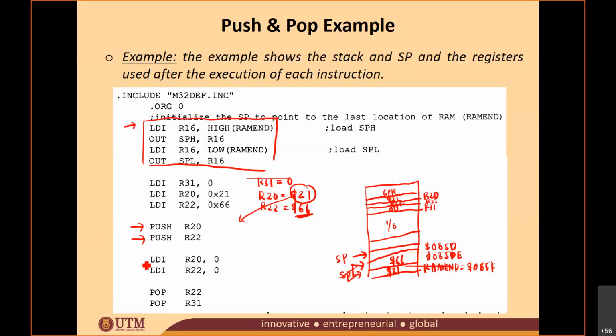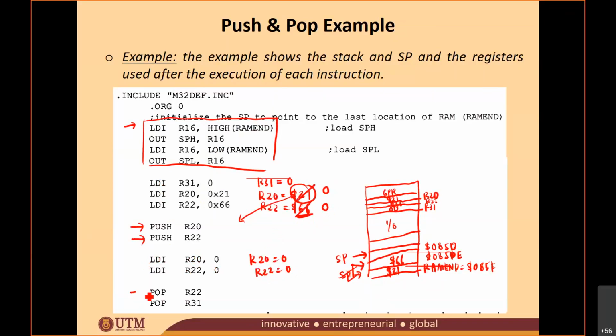And then load R20 with 0, load R22 with 0. So R20 now will have new value which is 0. R22 also has value 0 after I do this instruction.